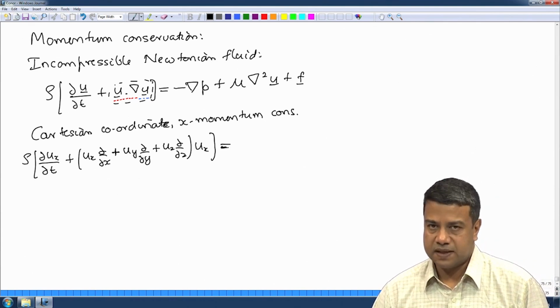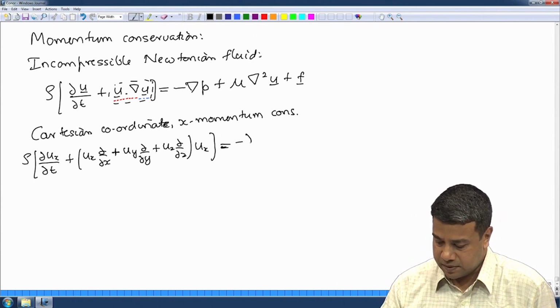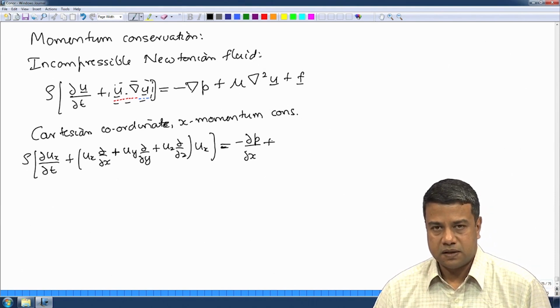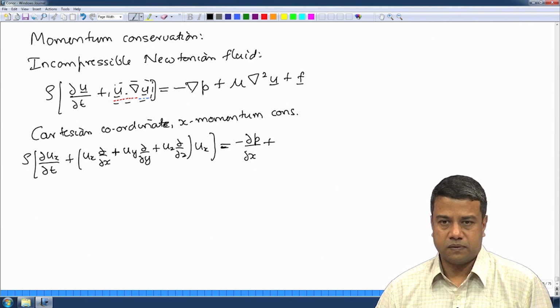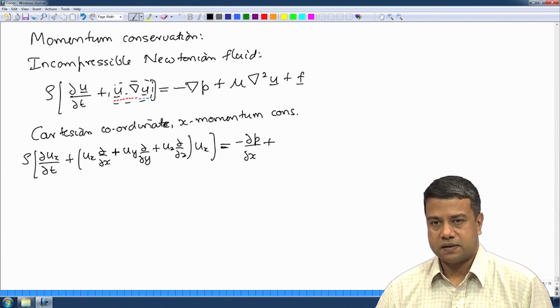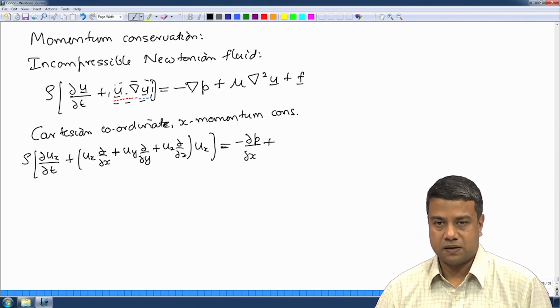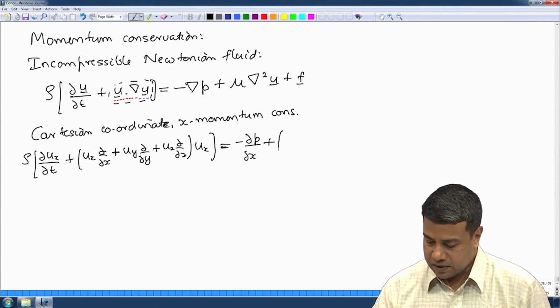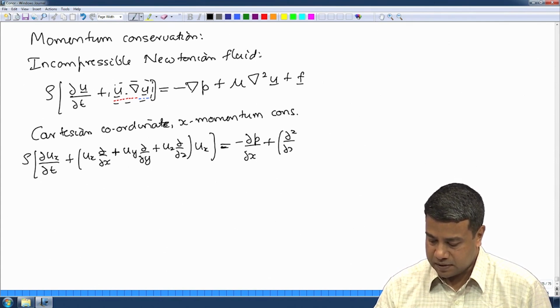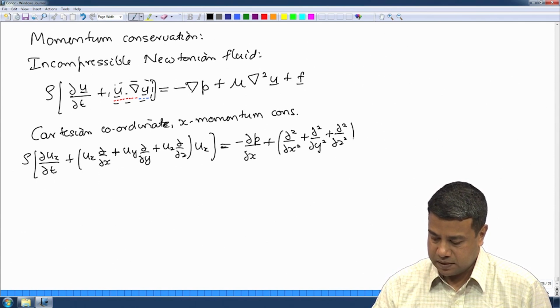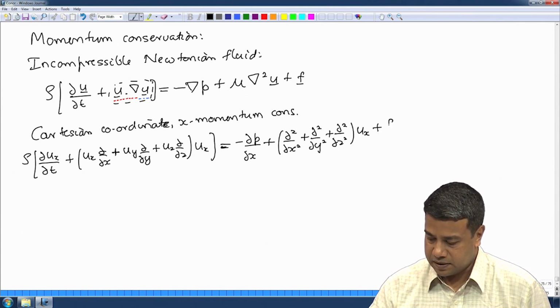The first term on the right is minus the gradient of the pressure. The x component of that is equal to minus partial p by partial x. The last one is mu times del square of u. U vector is a vector. Del square, the Laplacian, is a scalar. So, therefore, what I will get is d square by dx square plus d square by dy square plus d square by dz square of ux, plus fx.